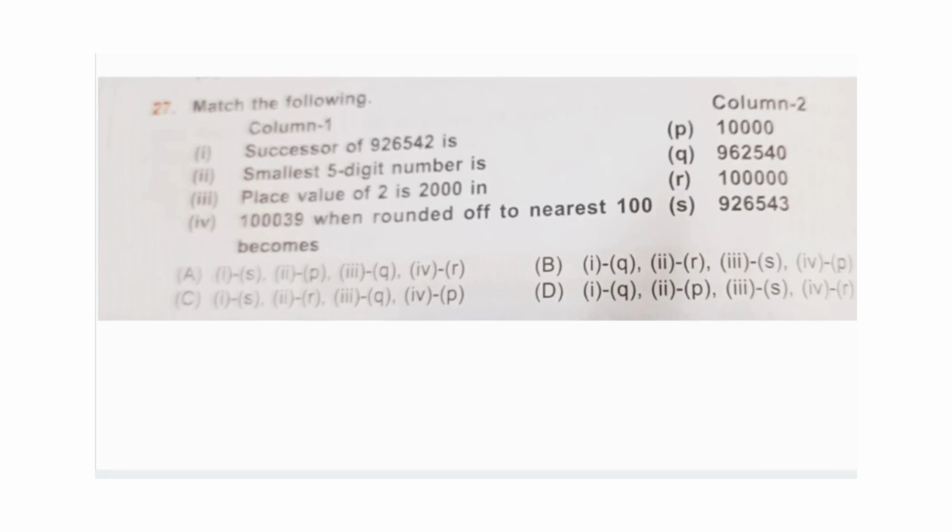Let's head straight to question number 27 from the Achievers section. Let's try to read the question. Match the following. You have two columns, column 1 and column 2. You have to find out the right option from column 1 and match it up to column 2. Let's do that, and then we will be able to find the correct options that fits exactly our requirement.